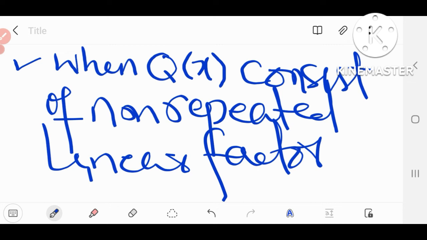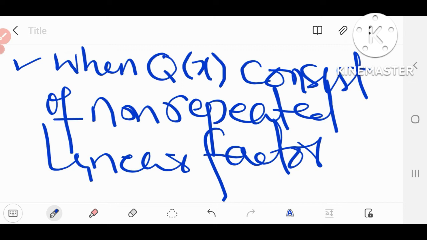So in this confusion, we will have to decide whether the question belongs to case number 3, I mean when Q(x) consists of a non-repeated quadratic factor, or the question belongs to case number 1, that is, the denominator, I mean Q(x), consists of a non-repeated linear factor.